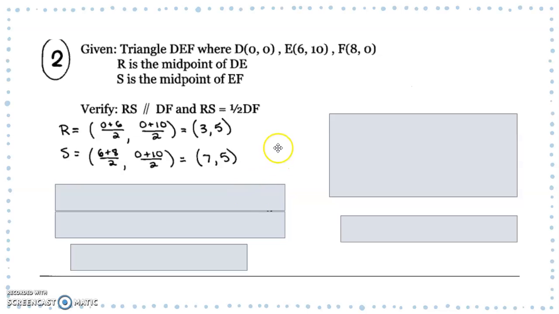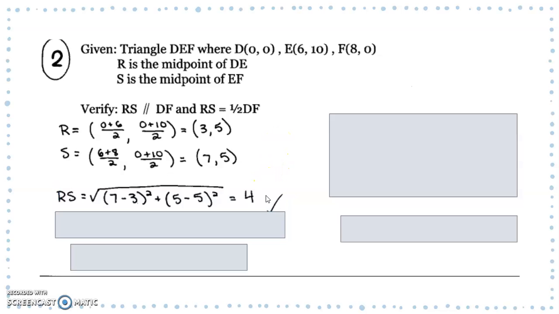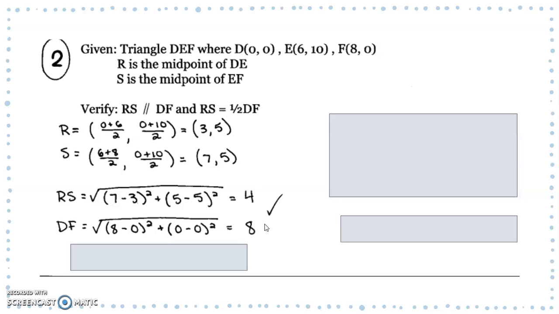Once I have my midpoint, I need to find the distance formula. So I need to find the distance of RS, which is 4. And then I'm going to find the distance of DF. If it works, then that means that RS should be half of DF. I see that 4 is half of 8, so I can say yes, RS is 1/2 of DF.